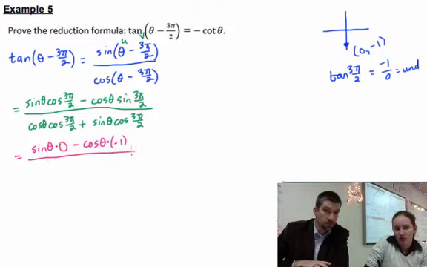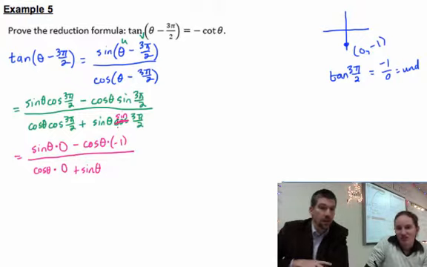And then on the bottom, we are basically filling in the same information, even in the same order. Cosine of 3 pi over 2 is still 0. Plus sine theta, and then the sine of 3 pi over 2. No, I wrote this wrong. That should be a sine 3 pi over 2. Sorry, sine 3 pi over 2.